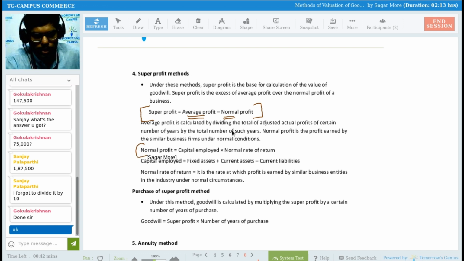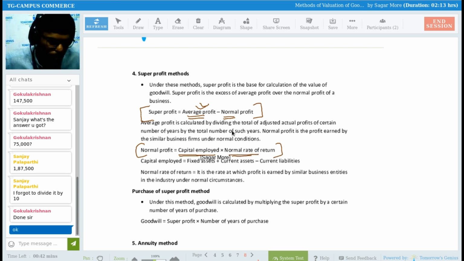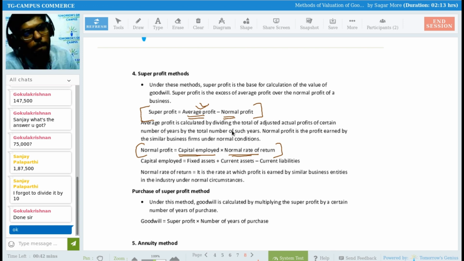Now here, what is normal profit? How to calculate normal profit? We know how to calculate average profit, but how to calculate normal profit? The normal profit formula is capital employed multiplied by normal rate of return. So what is capital employed and what is normal rate of return? Capital employed in simple terms is nothing but the amount of capital invested by you in your business. Employed means invested, right? When I started a business by putting 10 lakh rupees into the business, that is my capital employed.